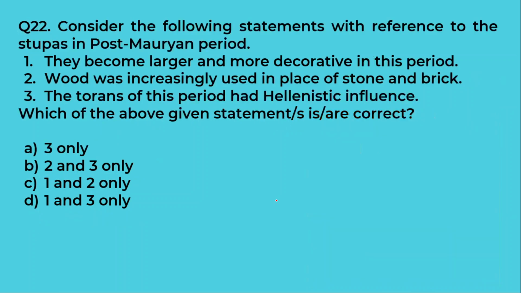Moving to question number 22. Consider the following statements with reference to the stupas in the post-Mauryan period. First, they become larger and more decorative in this period. Second, wood was increasingly used in place of stone and brick. Third, the torans of this period had Hellenistic influence. Which of the above given statement or statements is or are correct? 3 only, 2 and 3 only, 1 and 2 only, or 1 and 3 only?